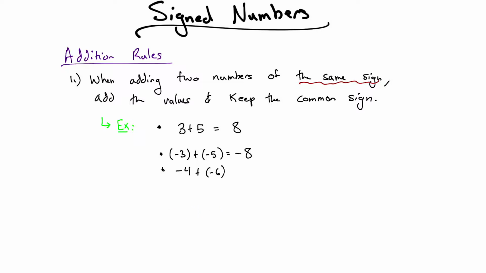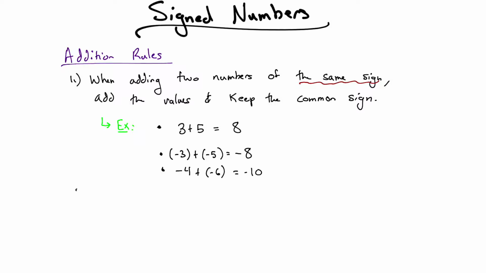So, point being, these are both negative numbers, so the result is going to be a negative number. We're going to add the numbers, so 4 and 6. 4 plus 6 is 10, and we're going to keep the common sign. That's a negative sign, so this should be -10. So, that's the first rule. When you have the same sign, add the numbers, keep the common sign.